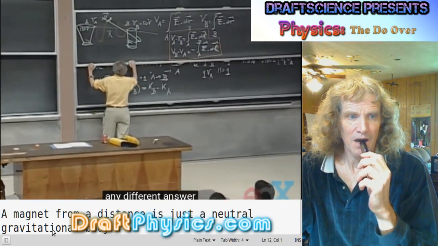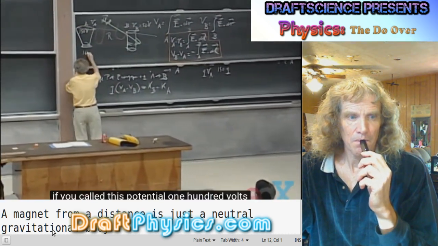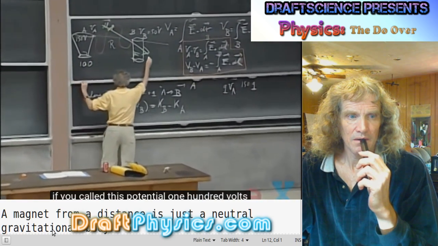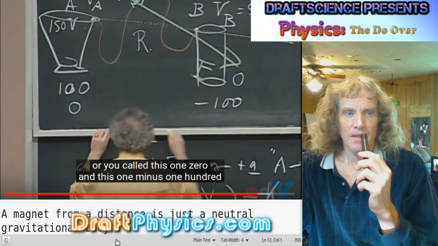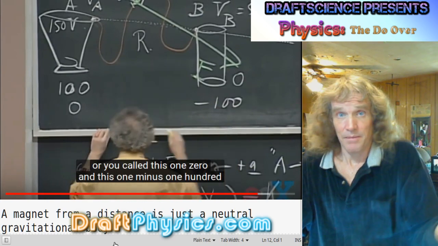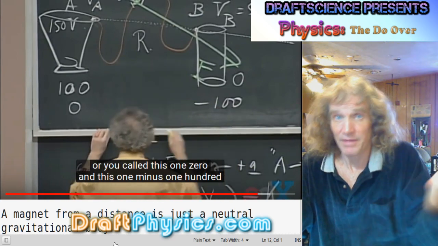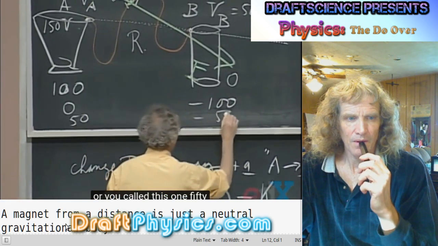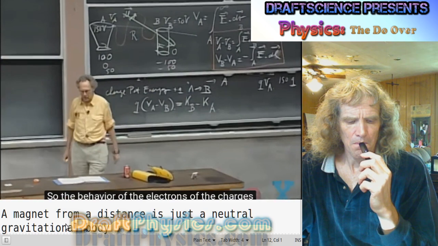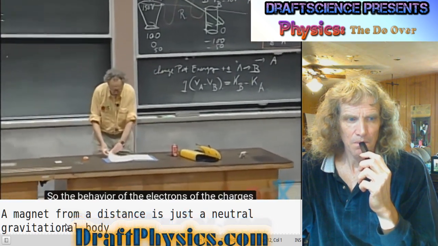So it is very nice and dandy to call that 150 and to call that 50, but you wouldn't have found any different answer for the electron if you call this potential 100 volts and this one 0, or this one 0 and this one minus 100. Obviously it's the difference that matters. Or you call this one 50 and this one minus 50. So the behavior of the electrons, of the charges, would of course not change.